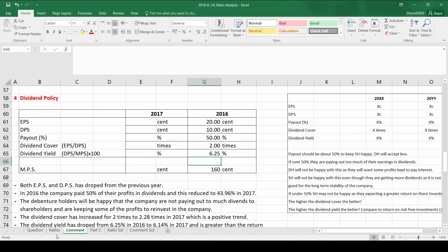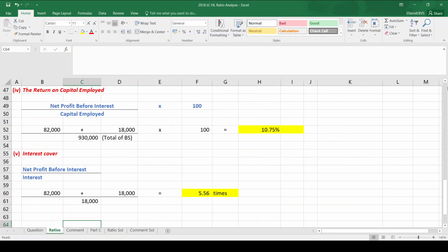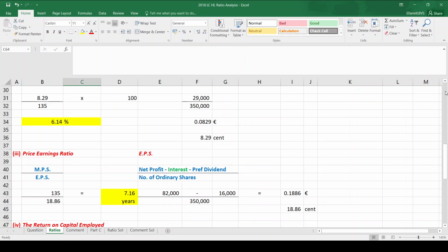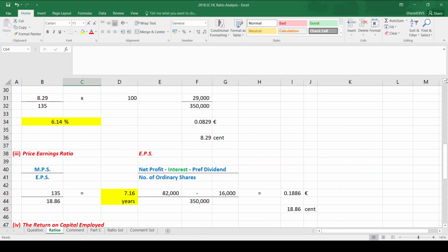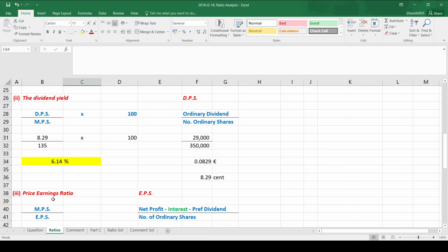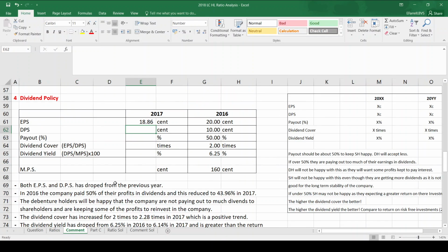Usually you have these worked out in part A. If you don't, you'll have to work them out, but 90% of the time you already have them. So if I go back to part A of the question, my earnings per share is 18.86. My dividend per share is 8.29. So you can see that this table isn't as hard to do as you would think.